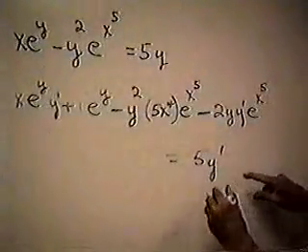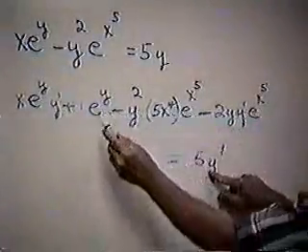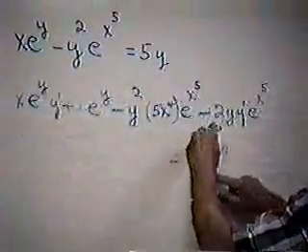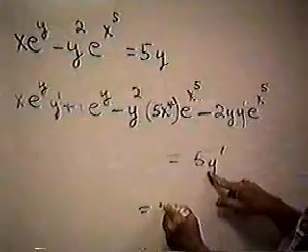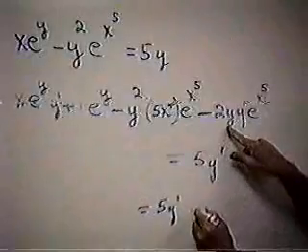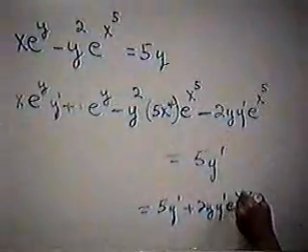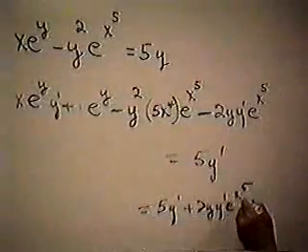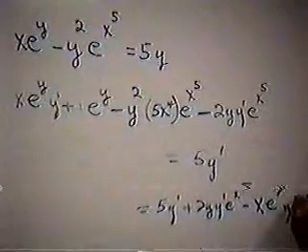So we grouped the y primes together. All right, we have y prime here, we have a y prime here, and we have a y prime here. So let's move these three over here to this side of this equal sign. So we have 5y prime. Moved across, we have a plus 2y, y prime, e to the x to the 5th. And moving the other across, we have a minus x, e to the y, y prime.